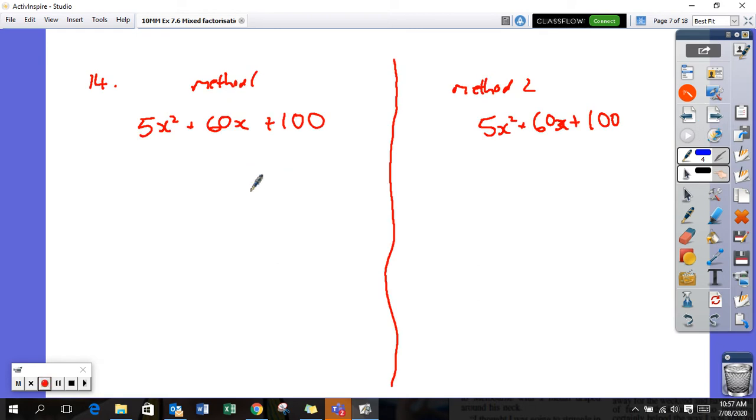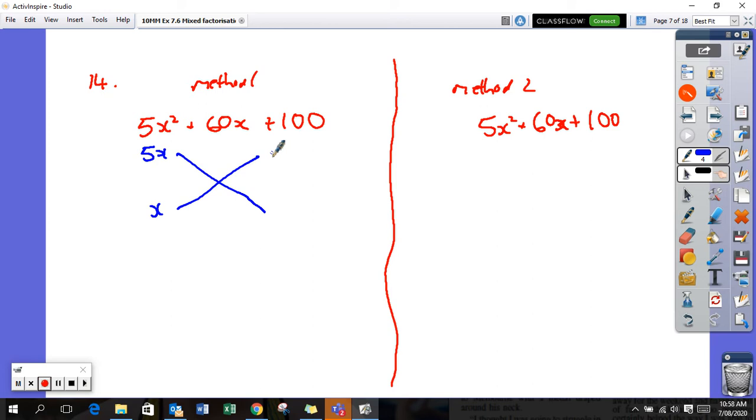Okay, 5x squared plus 60x plus 100. Let's look at two different ways. So we could just go straight to flag and cross. Factors of 5x, I think it's going to be 5x and x. Probably not going to get this in the first go, but that's fine. We'll just give it a shot though. So factors of 100. 100 is 10 times 10.